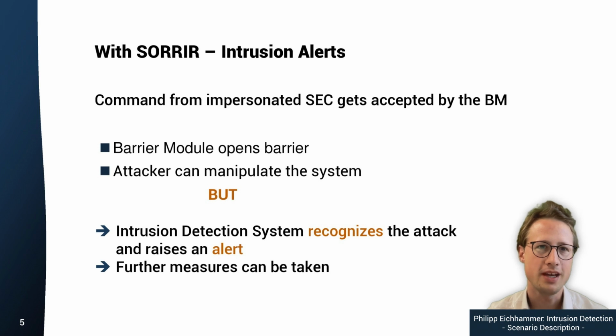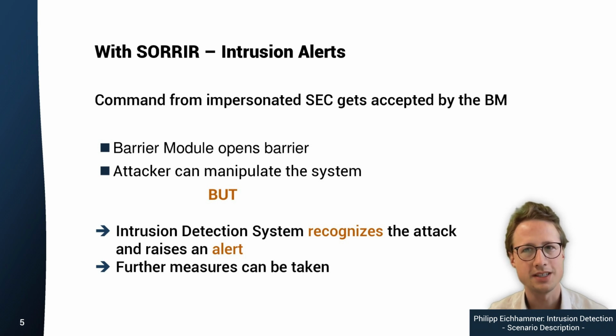And with that, this attack would perform exactly the same. So this command gets sent from the impersonated SEC to the barrier module, which would accept this command and would open the barrier. So the attacker could manipulate the system. But in this case, the intrusion detection system would recognize this attack and would raise an alert. With this knowledge, further measures could be taken.